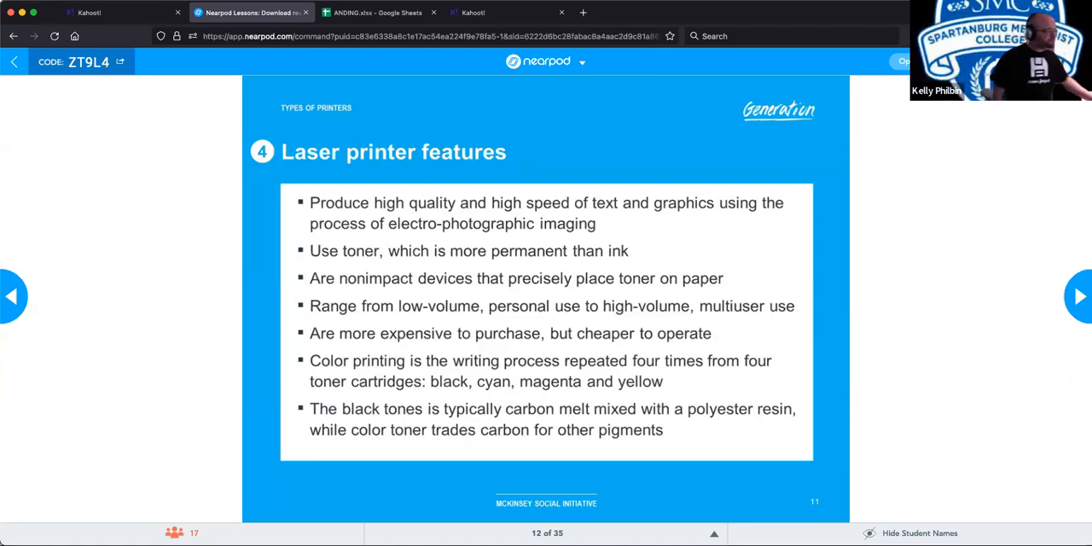Now, color printing is the exact same thing as black and white printing, but in a laser printer, it essentially repeats the entire process multiple times to produce color. So it'll run it for black, it'll run it for yellow, it'll run it for cyan. It runs that same process multiple times in order to create color images. So they use the four: black, cyan, magenta, and yellow.